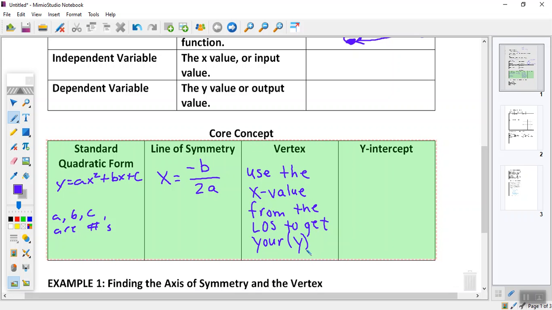Okay. And anyone know what my favorite thing is about standard form? They're going to ask for a y-intercept. And you want to know what the y-intercept is? The y-intercept is just the c value.